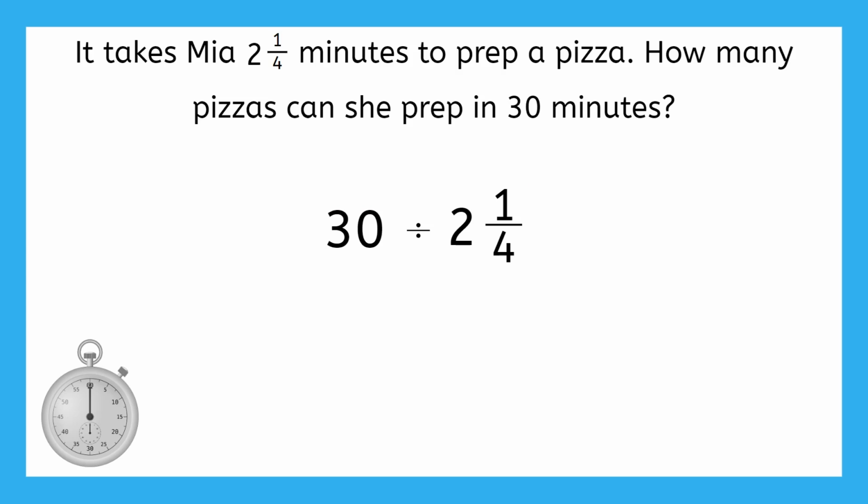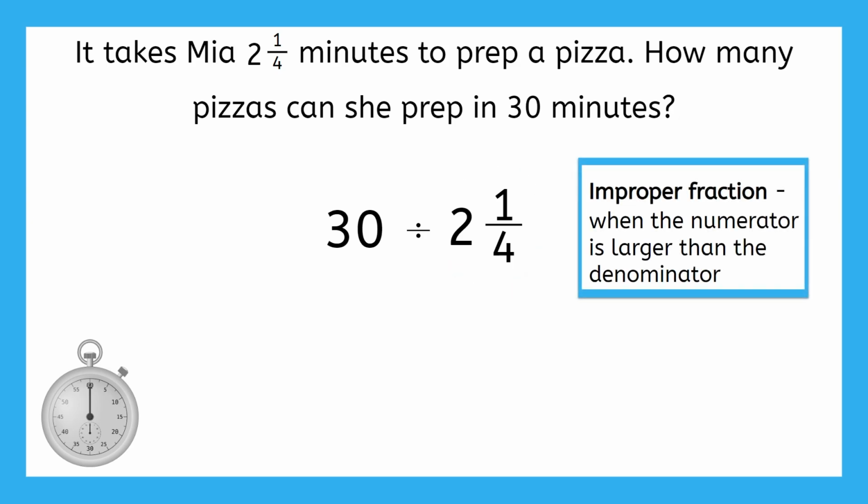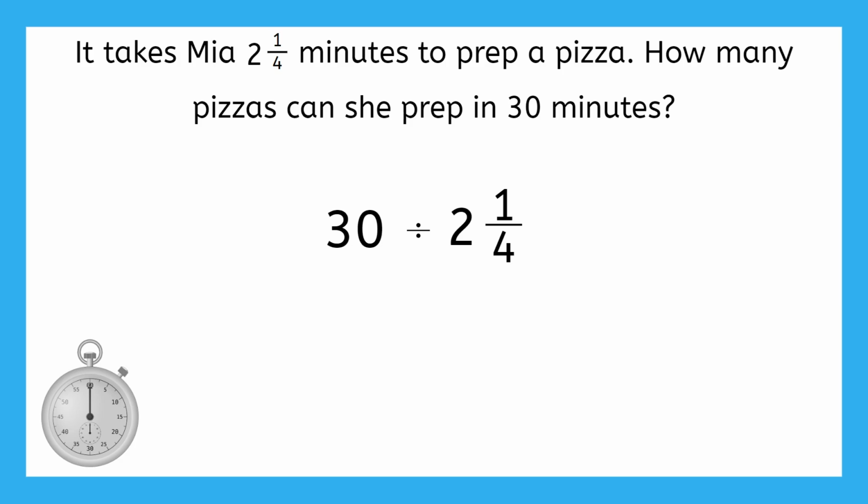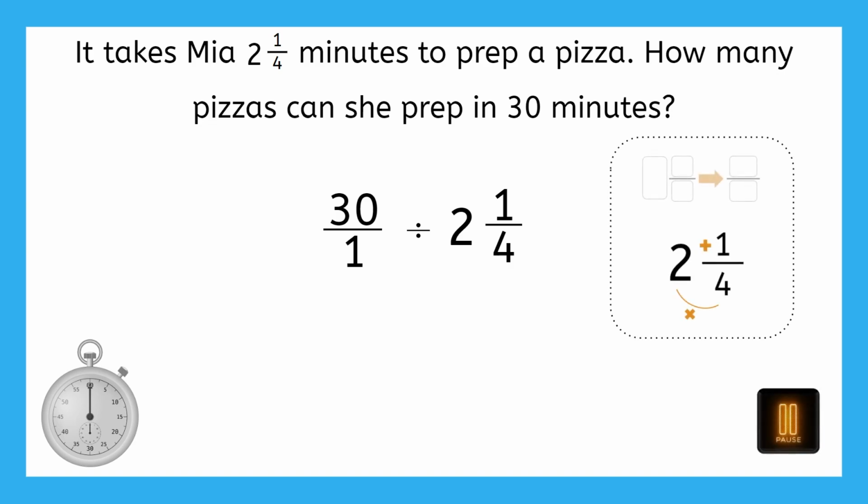Well, we can't change 2 1/4 into a whole number, but we can change 30 and 2 1/4 into improper fractions. Like we discussed last lesson, any value over 1 equals itself, so we can rewrite 30 as 30 over 1. But what about 2 1/4? Pause the video here while you convert 2 1/4 to an improper fraction.